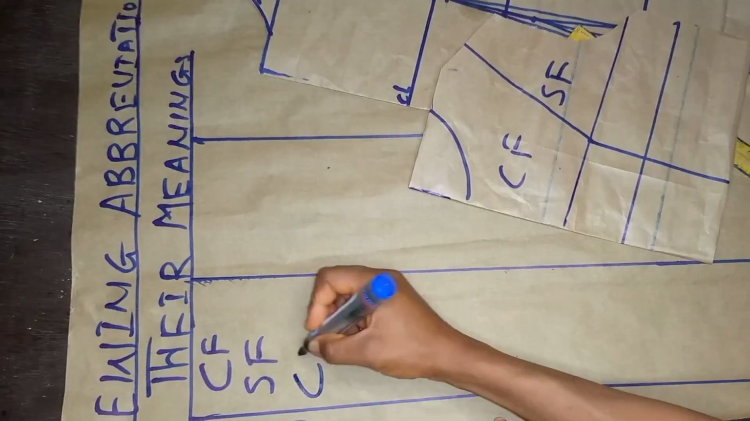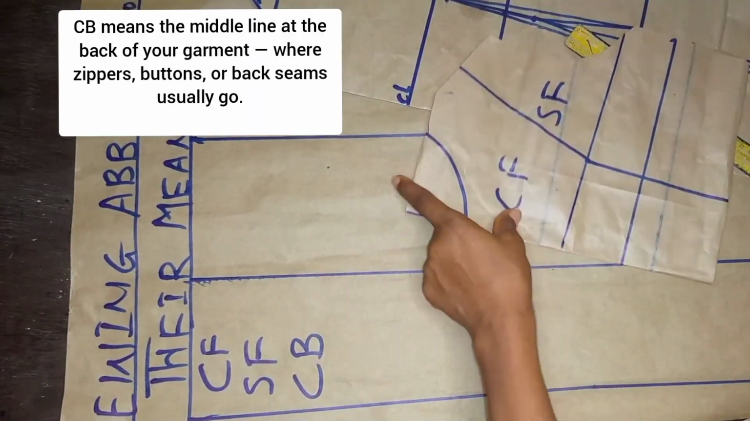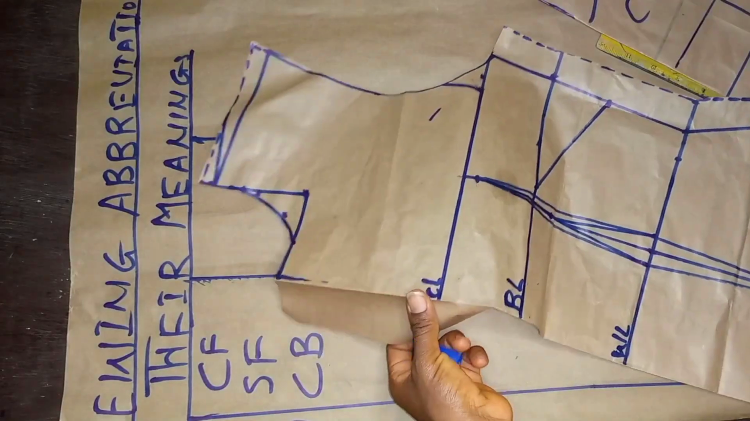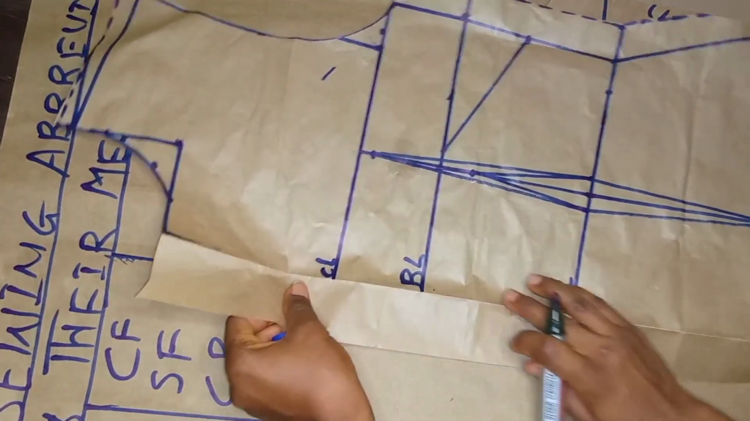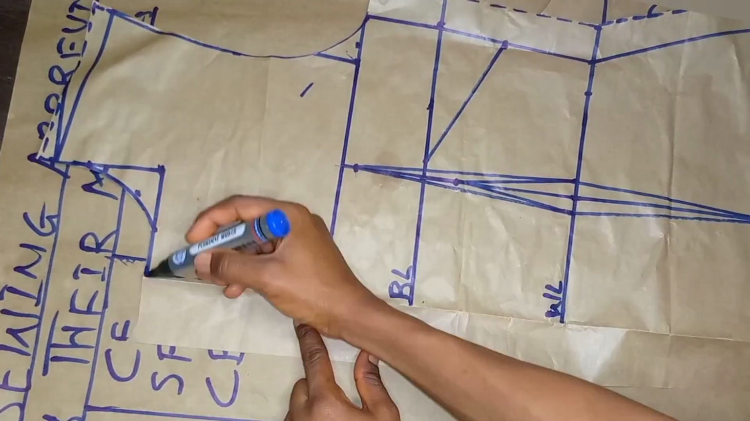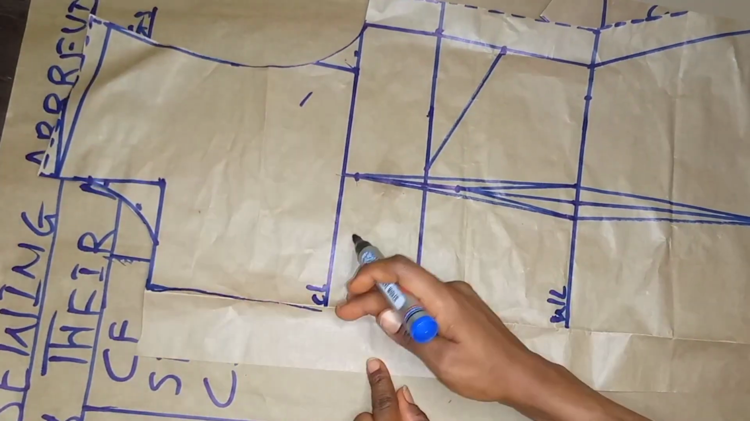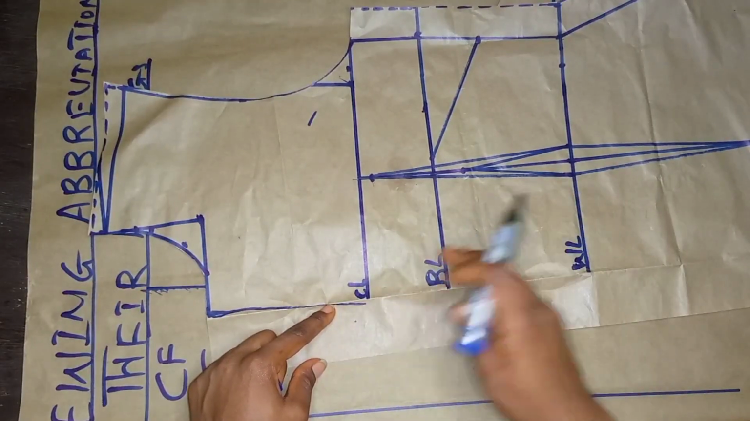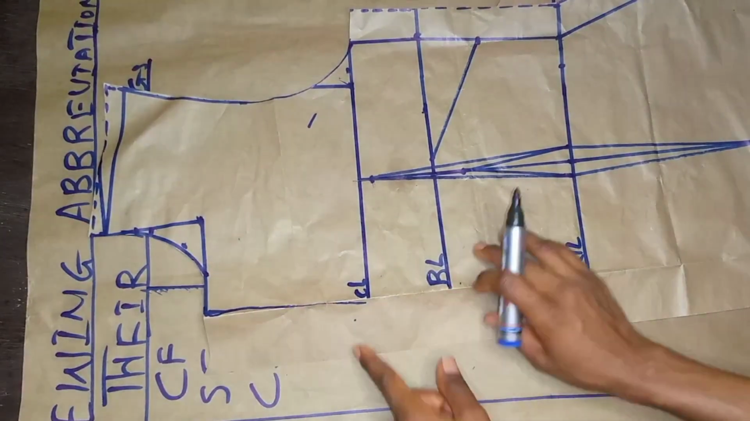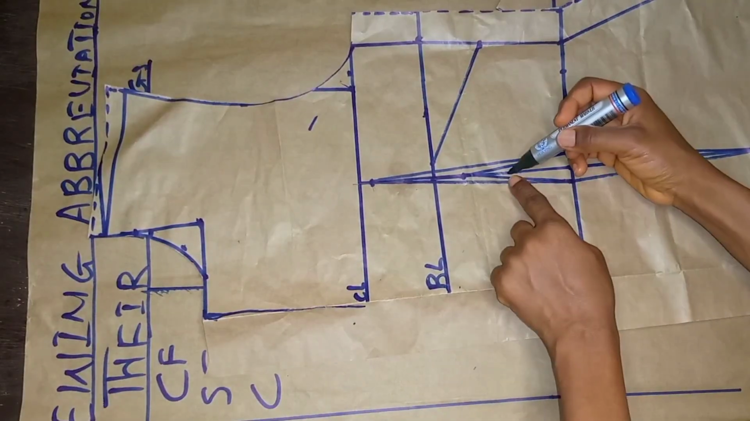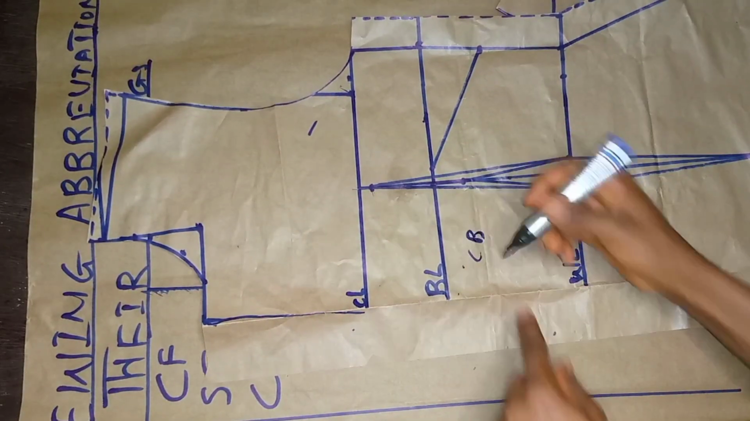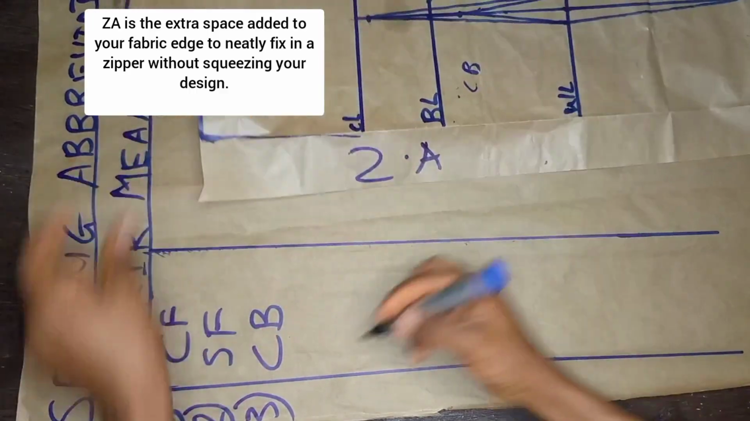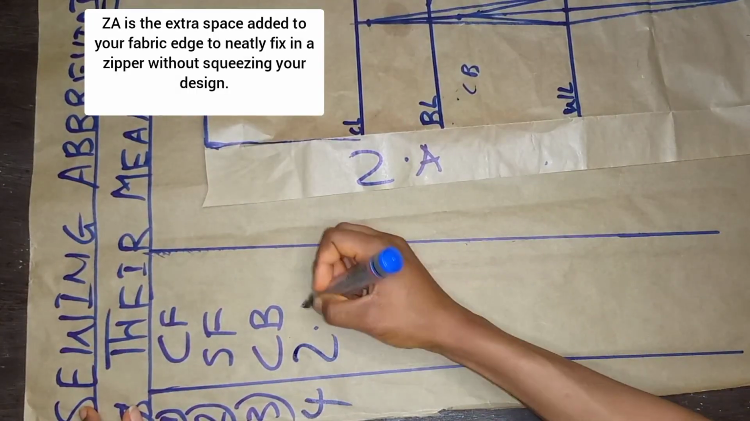The next one is the CB. CB simply means center back. I'll use this pattern as an example. So let's assume this pattern paper is a back bodice. The center back is the midline at the back of the pattern or the outfit you're trying to make, where we usually attach the zipper, allowance, or the button or any other form of design you want to make. From this midpoint here to this dart is known as the center back, and ZA means zipper allowance, the extra space you leave to attach a zipper.